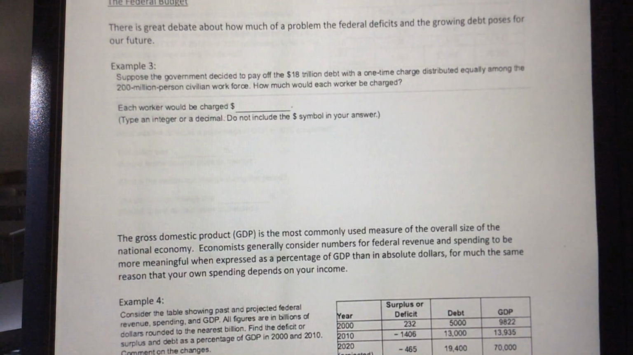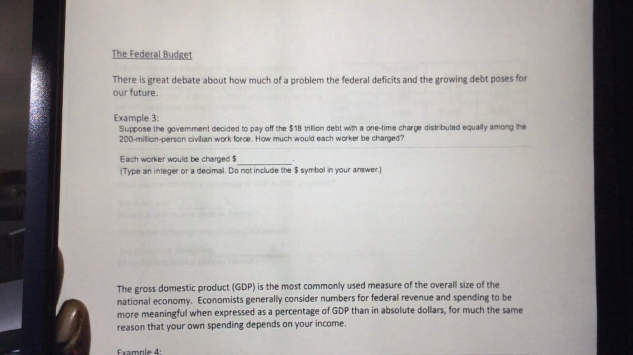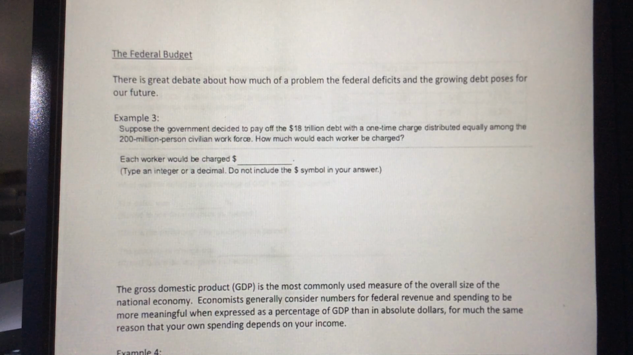All right, next we'll talk about the federal budget. There's a great debate about how much of a problem the federal deficits and the growing debt poses for our future. Like in this example here, suppose the government decides to pay off the $18 trillion debt with a one-time charge distributed equally among the 200 million person civilian workforce. How much would each worker be charged?